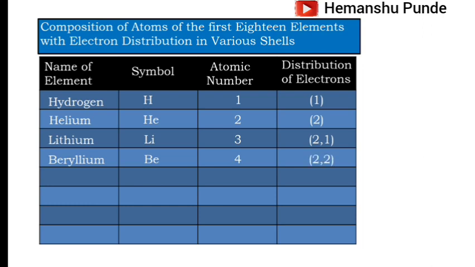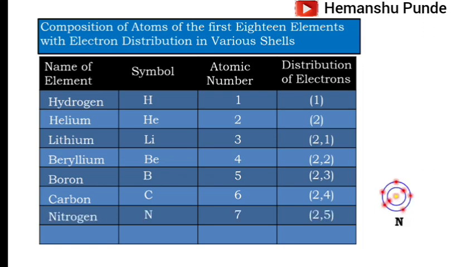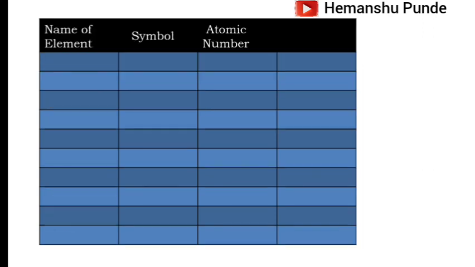Similarly for beryllium, atomic number 4, so first shell 2, second shell 2. For boron 5, it will be 2, 3: in the first shell 2, second shell 3. Carbon C, atomic number 6, first shell 2, second shell 4. Nitrogen, first shell 2, second shell 5. Oxygen 8, first shell 2 and second shell 6 electrons. Now the next element is fluorine. It has atomic number 9. So first shell 2 electrons and second shell 7 electrons.